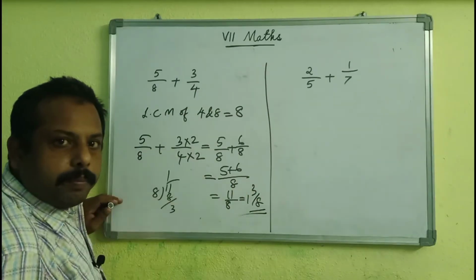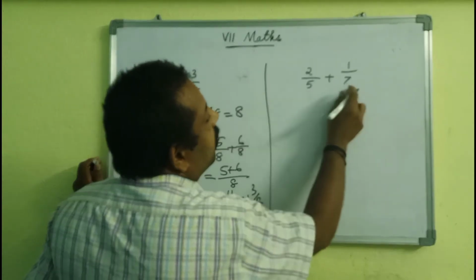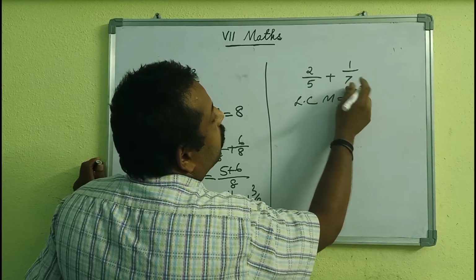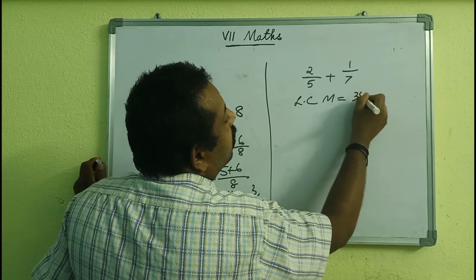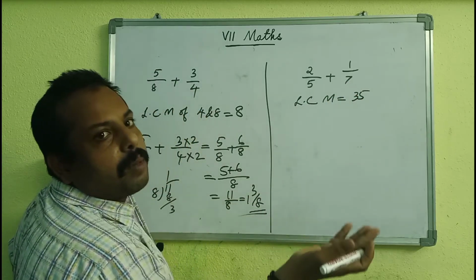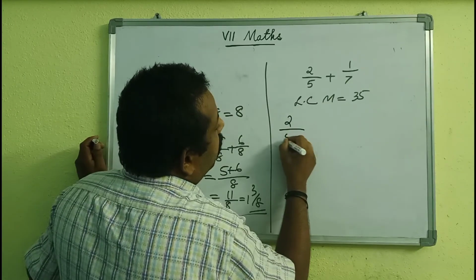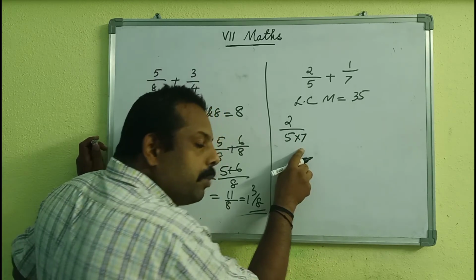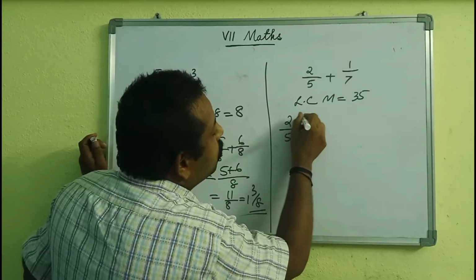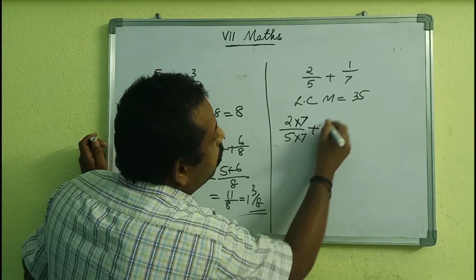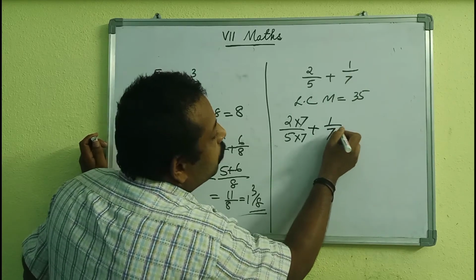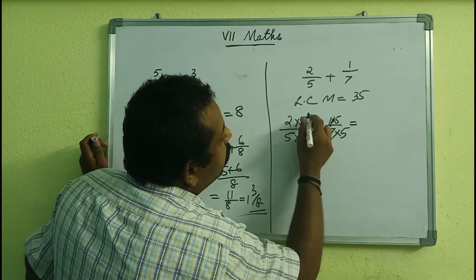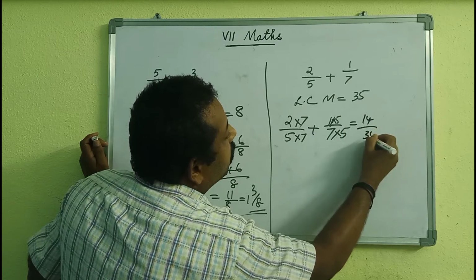Let us solve the next problem: 2 by 5 plus 1 by 7. LCM of 5 and 7. Why do we have to find the LCM? Because denominators are different, 5 and 7. You know it is 35 only because both are prime numbers, so you multiply them together. 5 multiplied by 7 is 35. We have LCM 35. Our denominator should also be 35. The numerator should be multiplied by the same number. 7 should be multiplied by 5 to get 35, so 1 also should be multiplied by 5. 2 7s are 14 by 35.